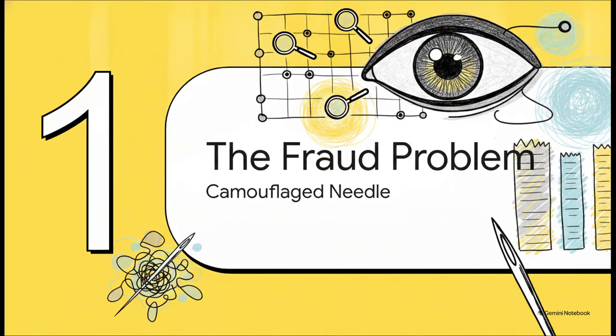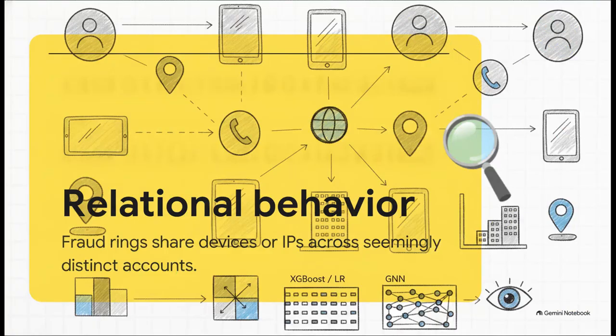Starting with the core of the fraud detection problem, finding that camouflaged needle. Doing this effectively requires a total shift in perspective. If you're looking at data in isolated rows, you're basically blinding yourself to the real threat. You see, fraud rings are lazy, but in very specific ways. They share devices, IP addresses, shipping locations, or phone numbers across dozens of seemingly separate accounts. Traditional row-by-row machine learning models like XGBoost simply cannot see those shared connections. They process one account at a time, entirely missing the wider relational behavior happening right behind the scenes.